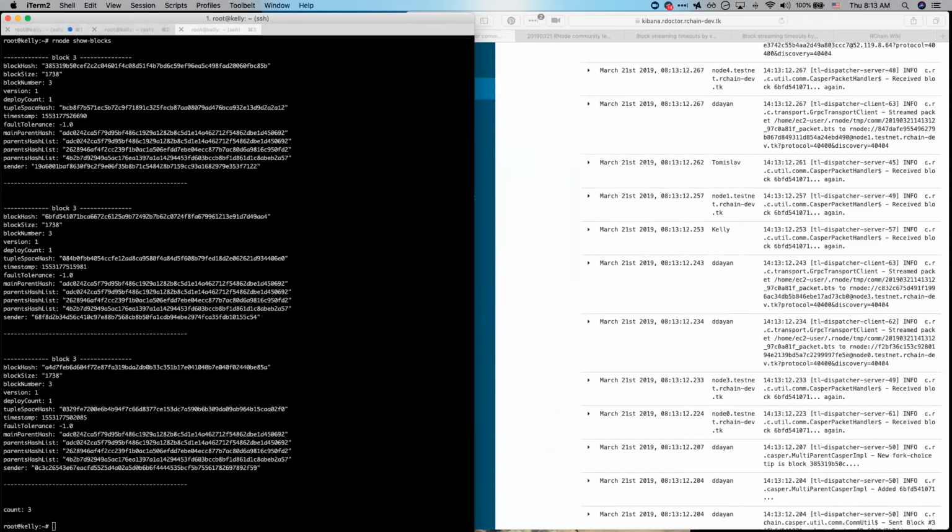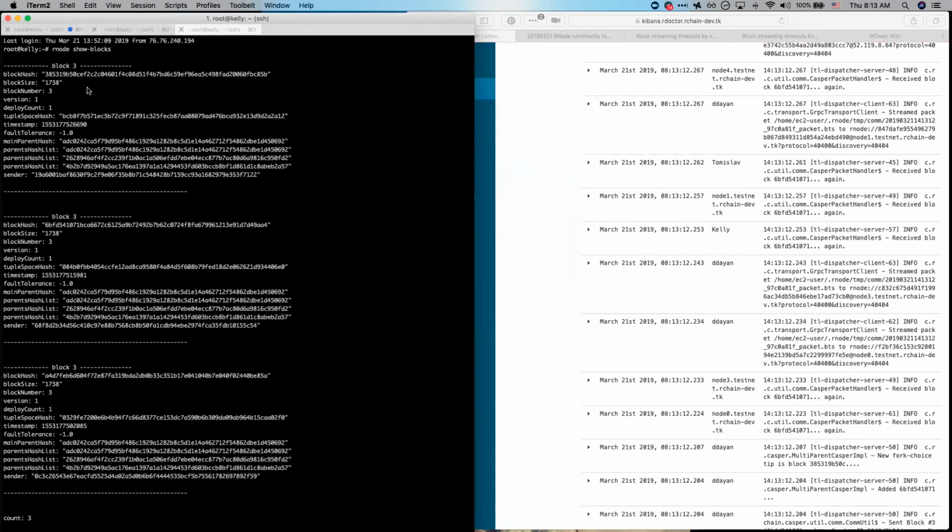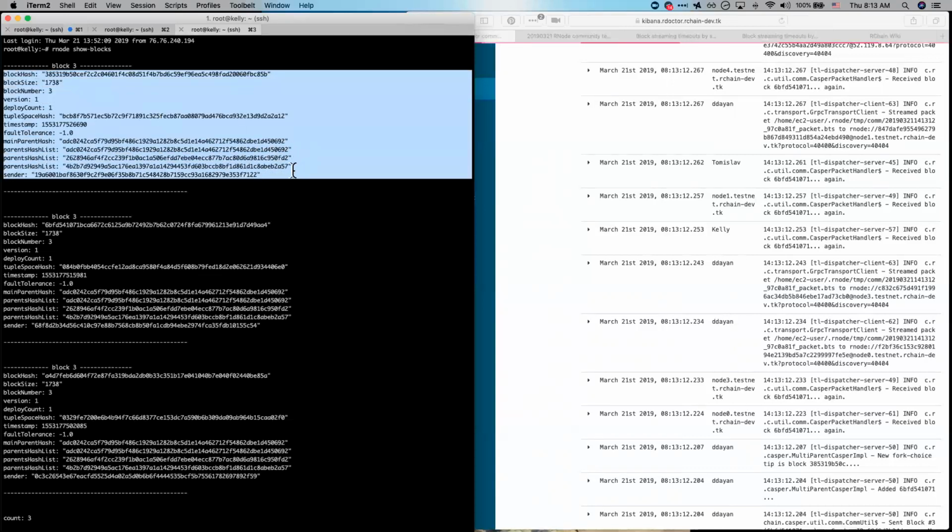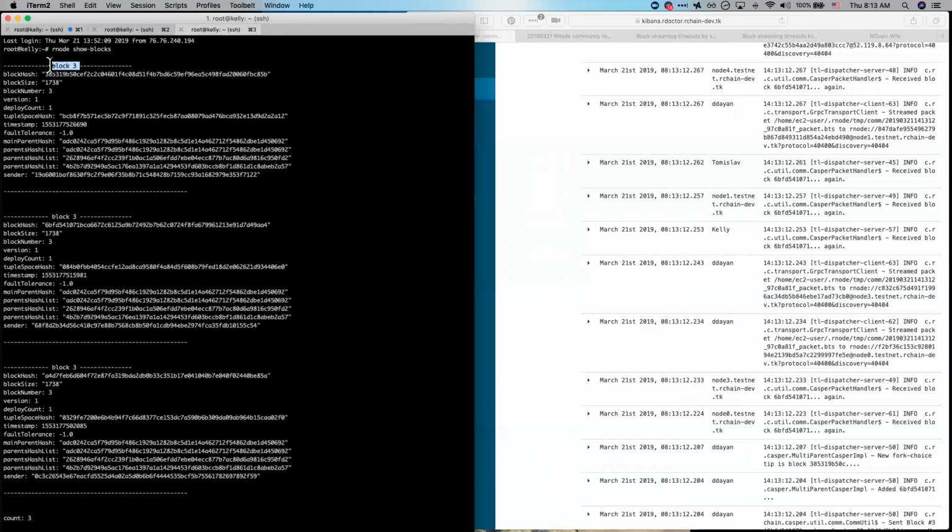Kelly, quick question. How come your show blocks shows all of them? Let me be very clear, here is how I understand it. When you ask to show blocks, it will show you all of this information about the most recent block number that you have. In this situation, there are 3 instances of block number 3. That's how I understand why I see three block number 3s here. Does that make sense? Yeah, that makes sense.